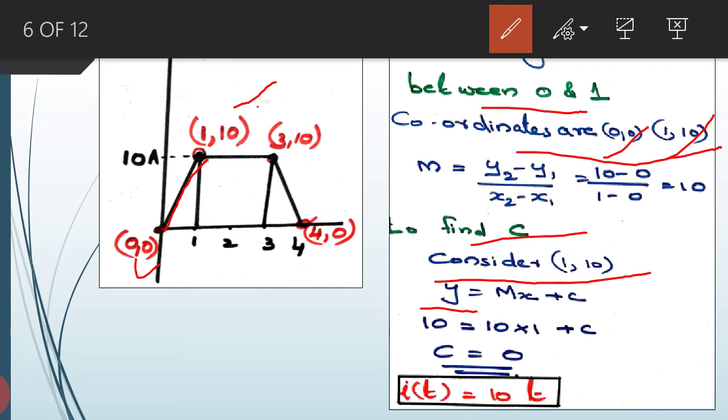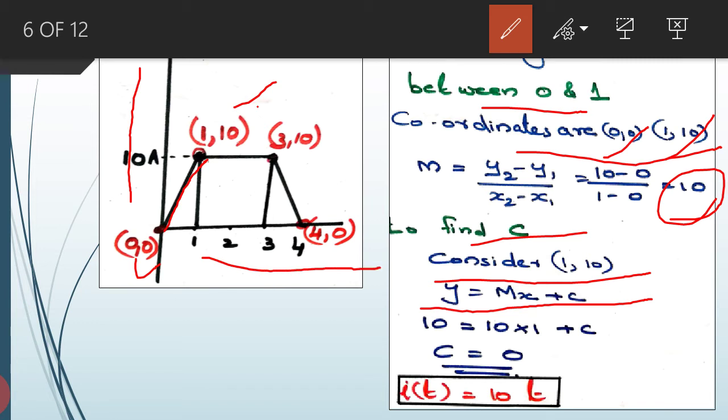Then substitute in y equal to mx plus c, for x and y we can substitute 1 and 10, x equal to 1, y equal to 10. So the equation becomes 10 equal to 10 into 1 plus c. So we obtain c equal to 0. So our equation becomes y equal to mx plus c.